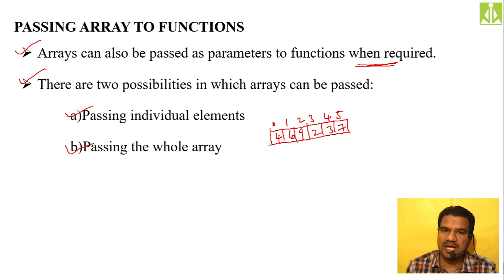Now being a collection, the array, let us say I have given the name ARR to this array. There are two possibilities. I can pass this entire array as an argument to a function, or I can pass the individual elements. Passing individual elements is nothing but passing the individual elements from this array.